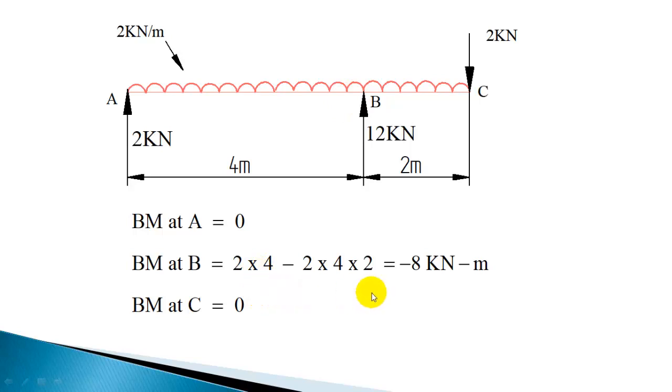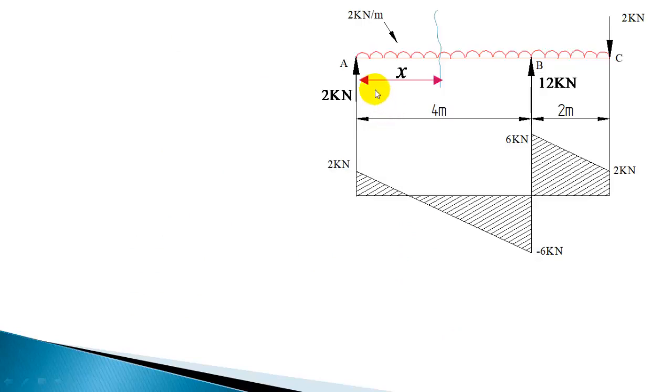So bending moment at B is minus 8 kilonewton meter. So we got the bending moment at all the salient points A, B, C. Now let us plot the shear force diagram.